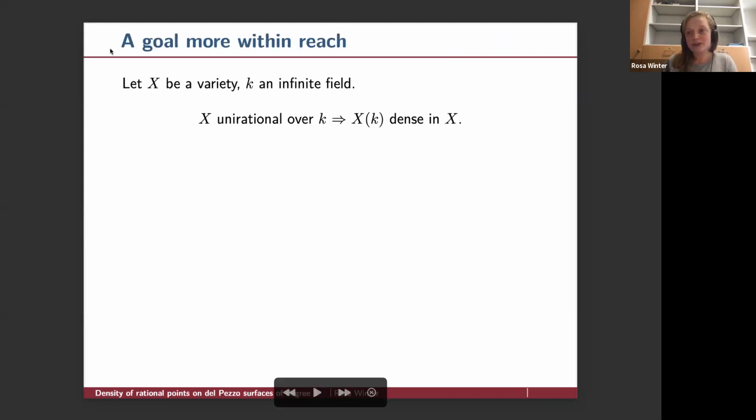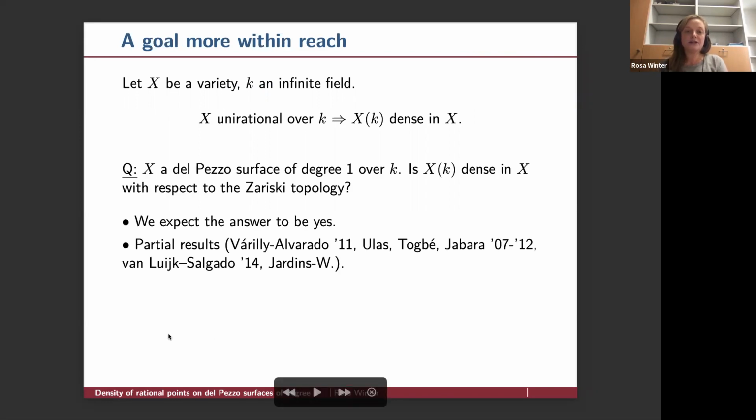So let's go to something that's a bit more within reach to prove, something that's a bit less wide open. As I said before, if your field is infinite, then unirationality implies the density of rational points. So a natural question would be: if I have a Del Pezzo surface of degree 1, is the set of rational points then dense in X with respect to the Zariski topology? So we skip unirationality and we just want to know density. And for this, we expect the answer to be yes.